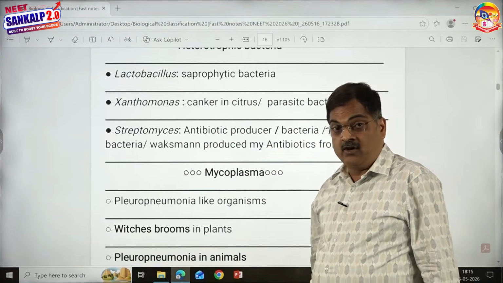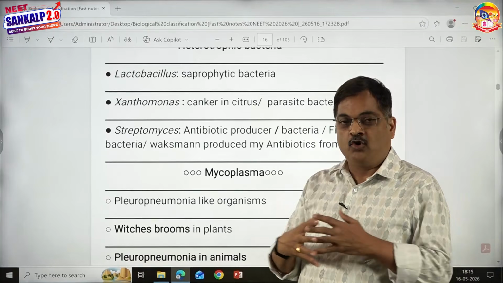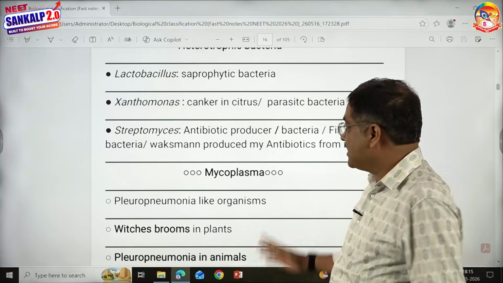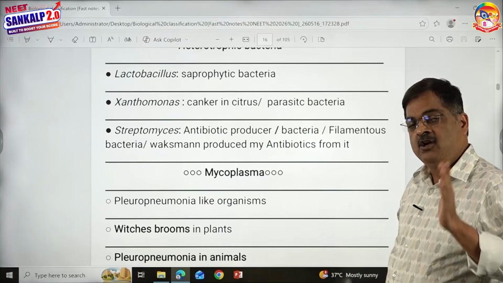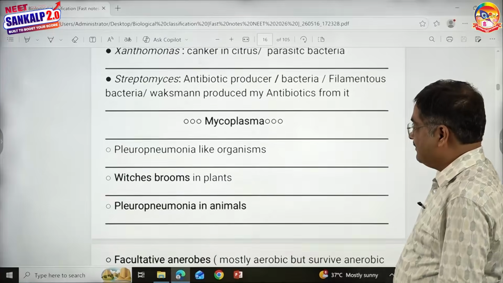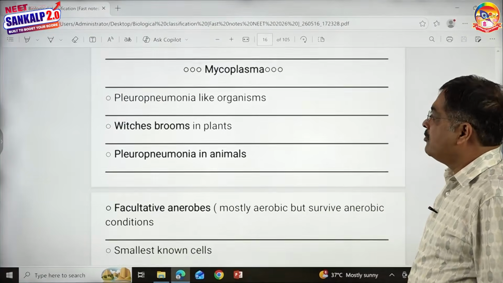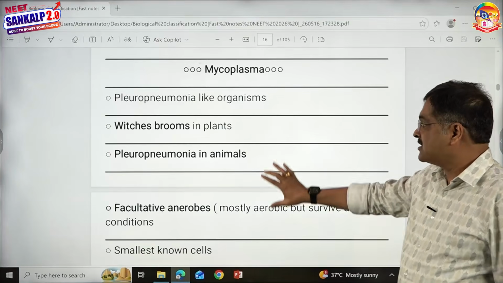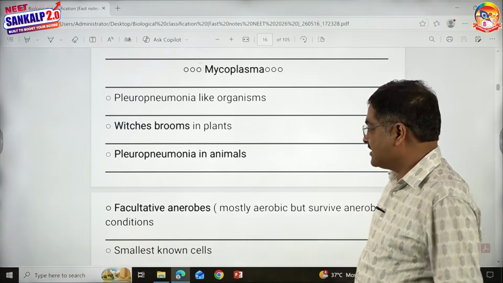Filamentous bacteria, children, not in NCERT book. You have got only Penicillium in your NCERT book as an antibiotic producer, but even Streptomyces, filamentous bacteria, produce a wide variety of antibiotics. Scientist's name is Waksman for the first time. Mycoplasma, pleuropneumonia-like organisms, witches' brooms in plants, pleuropneumonia in animals. These are the two diseases caused in plants and animals.